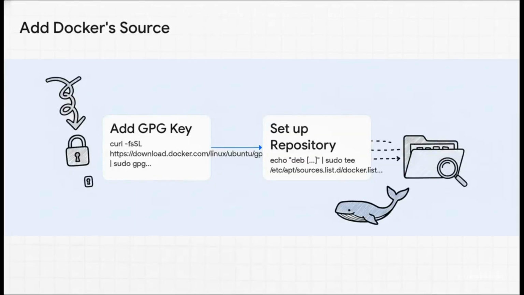And here are the 2 magic commands to make that happen. That first one with curl, all that does is reach out to Docker's website and grab that security key we just talked about. Simple. The second command is just as important. It tells your system, hey, from now on, when you're looking for software, I want you to also check this official Docker address. Now your computer knows exactly where to find the real deal.